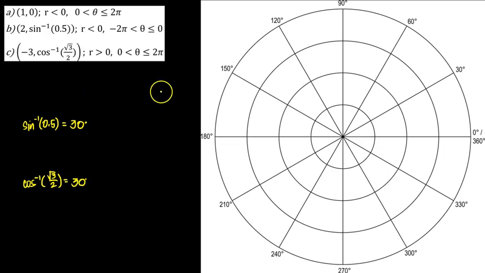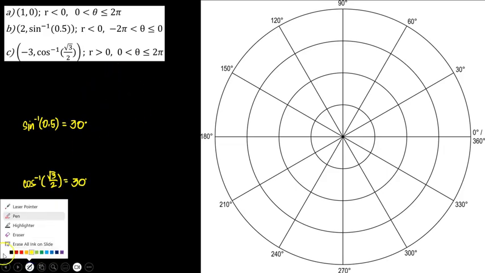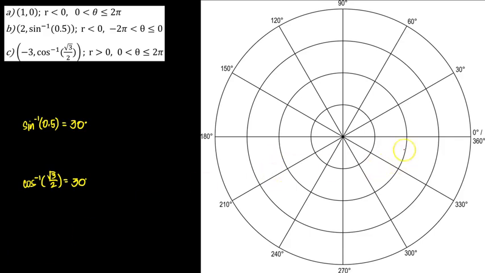So here, let's just plot the points first. (1, 0). So at 0, it's 1 unit. This is your A. Your B is 2 units at 30 degrees. So 1, 2. This is B. And then your C is negative 3 at 30 degrees. So it's still 30 degrees, but since negative 3, 1, 2. This is your C. Okay, so let's try renaming this.